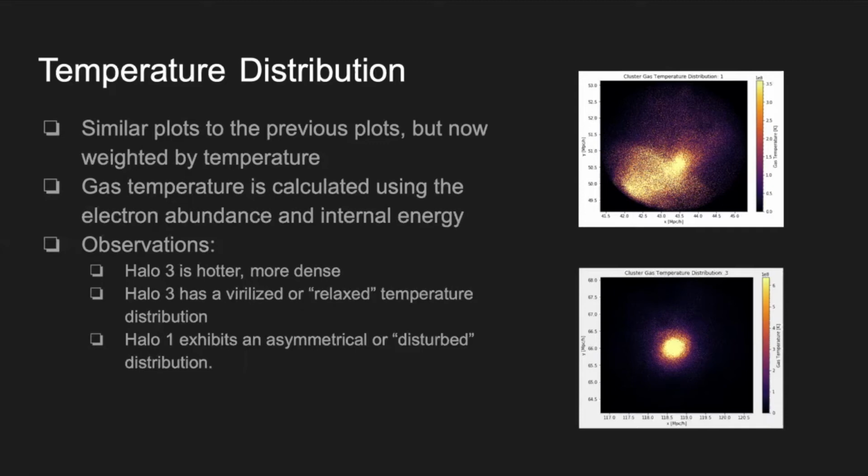Some observations that can be made here is that Halo 3 is much hotter, and a lot more dense. It also has this virialized, which is cosmologist jargon for relaxed or settled, temperature distribution, whereas Halo 1 has a very asymmetrical or disturbed distribution, which can be the result of mergers. It had recently accreted some matter that could heat up this region.